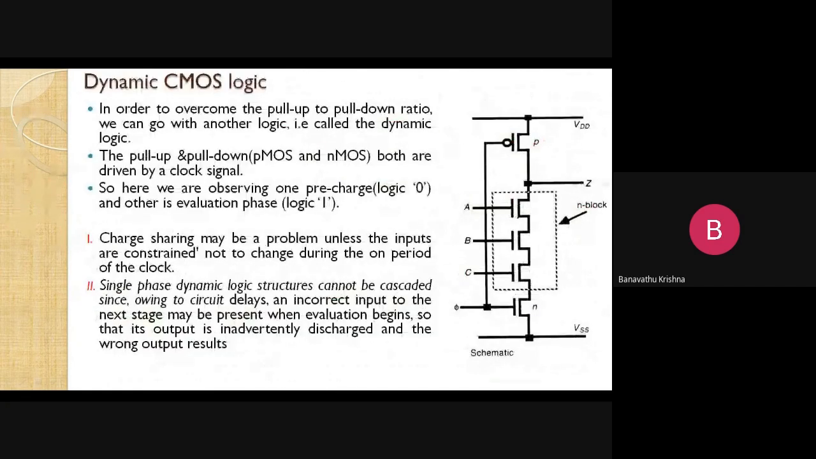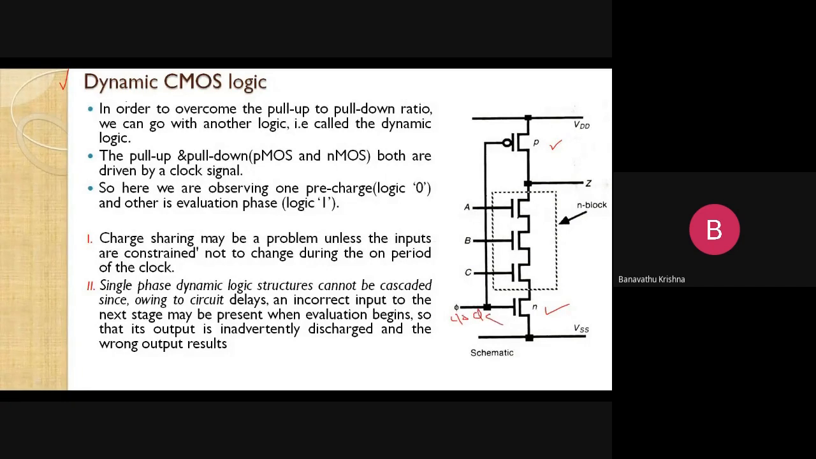Next one is dynamic CMOS logic, right? So this is another one I want to take here. It is pseudo NMOS logic. Here I want to replace one more device, which is a pull-up device, or an enhancement mode device connected here. And commonly here I want to take one clock signal, right? It is the one clock signal.